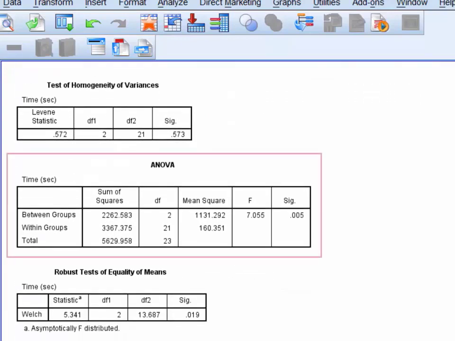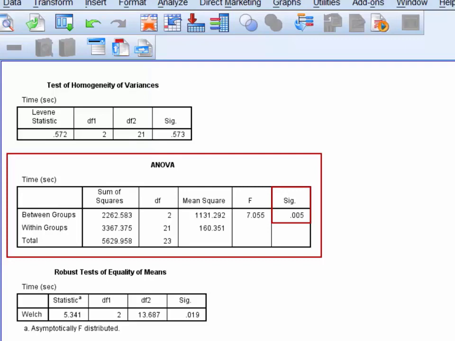The next table down reports the results of the one-way ANOVA. Here, we're testing the null hypothesis that the 3 group means are approximately the same. As the significance level here is less than 0.05, we're able to reject this null hypothesis and conclude that the group means are not all the same. But that's all we can do. At this stage, we do not yet know specifically which means differ.